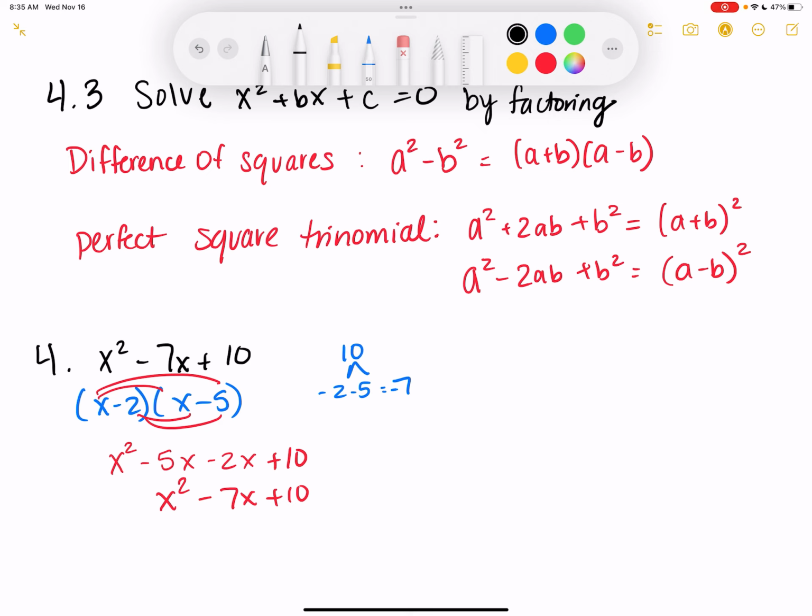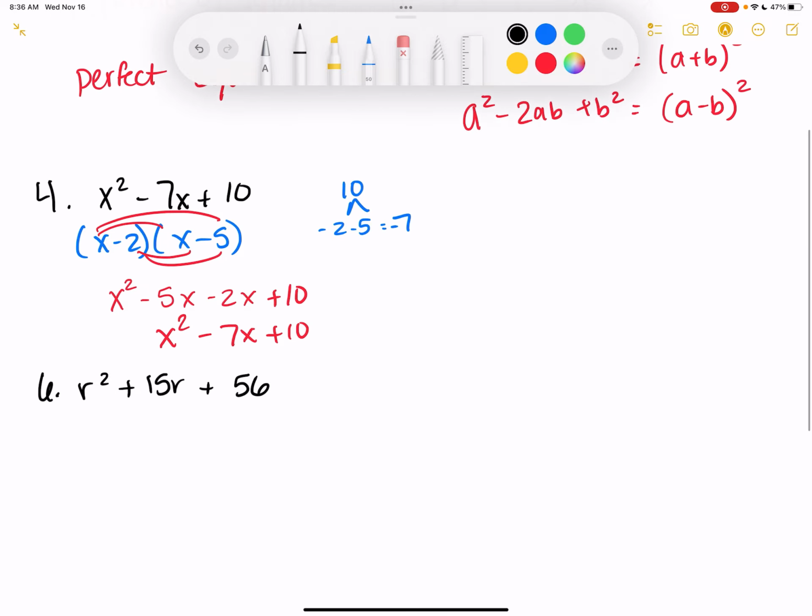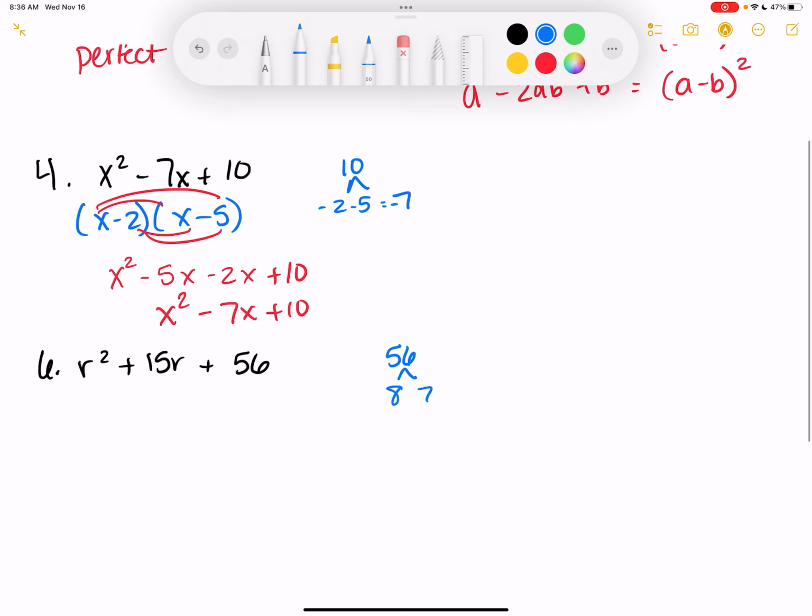Number 6. r squared plus 15r plus 56. So I need factors of 56 that when added together give me positive 15. What are they? 7 and 8. 8 and 7. And they're both going to be positive because everything up here is positive. So it would be r plus 8 times r plus 7.